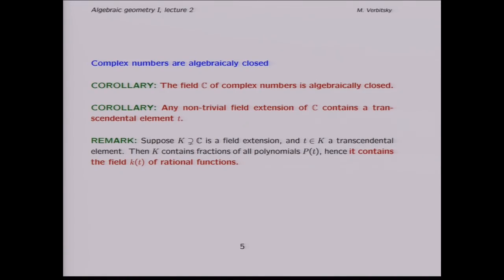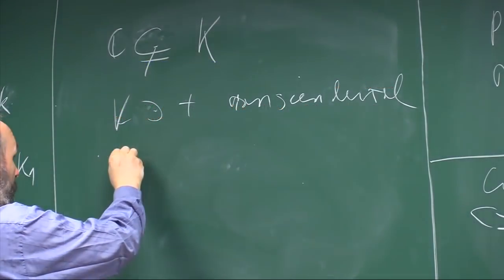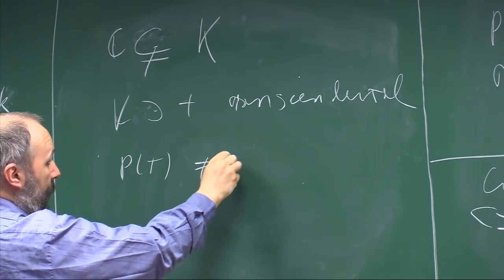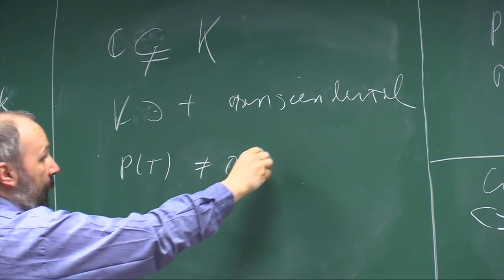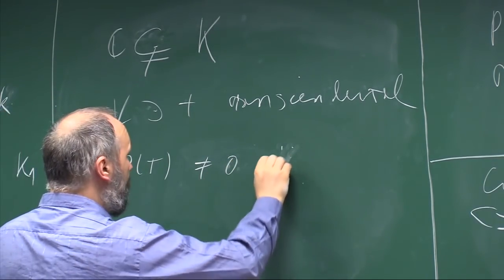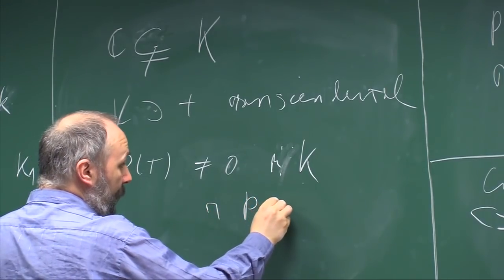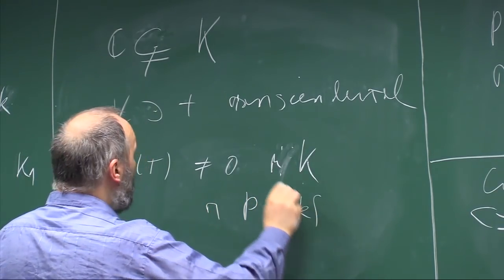Okay, now we can look at the transcendental elements. So if you have C and a certain extension K, which is strictly bigger, then K contains a transcendental element, as we just discussed. But this means that all P of T are non-zero in K, if P is a non-zero polynomial in C of T.